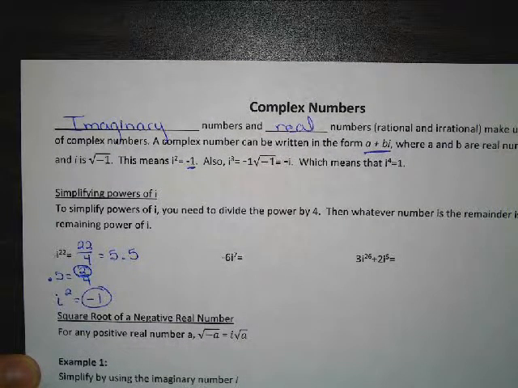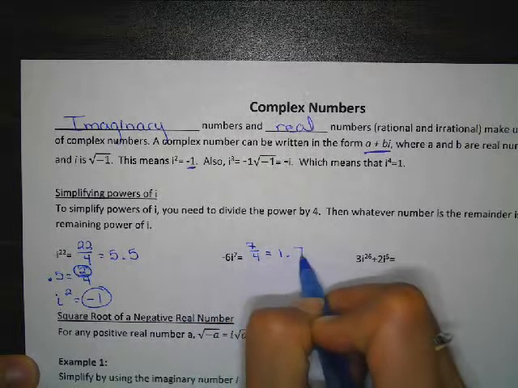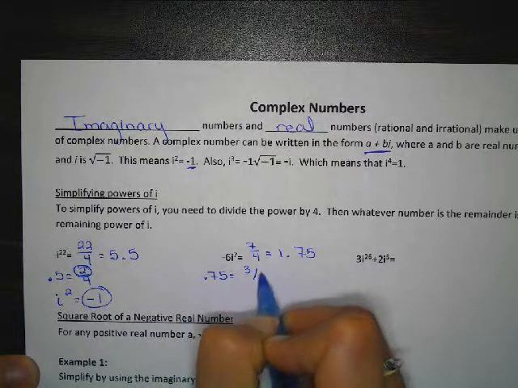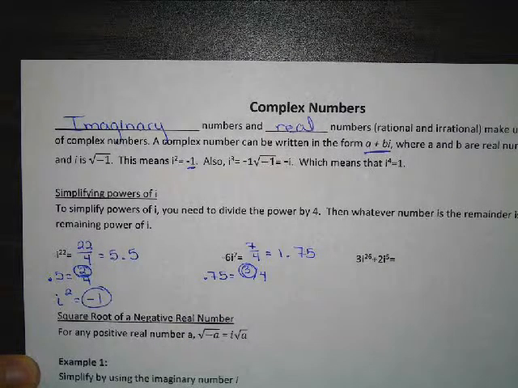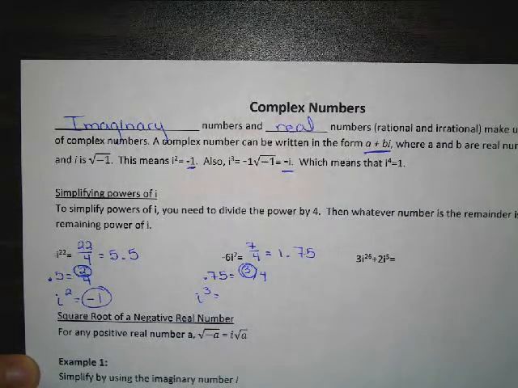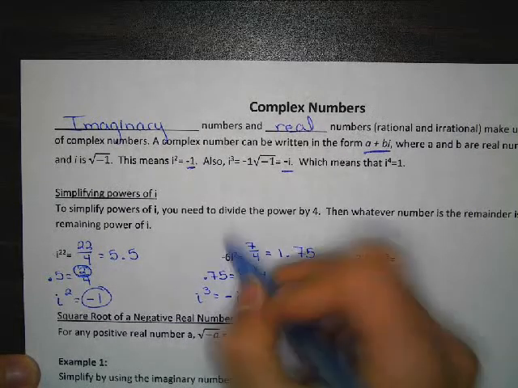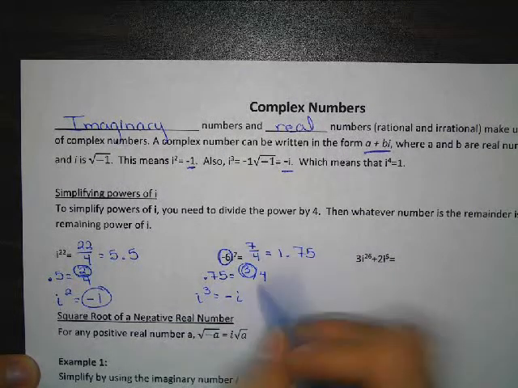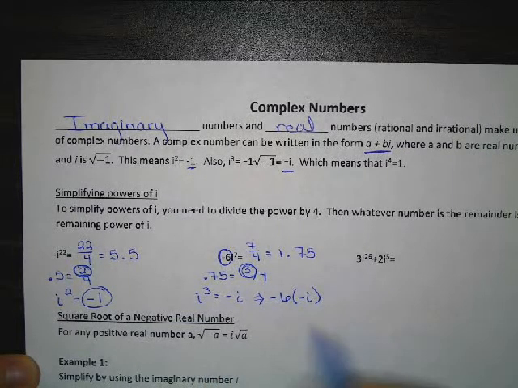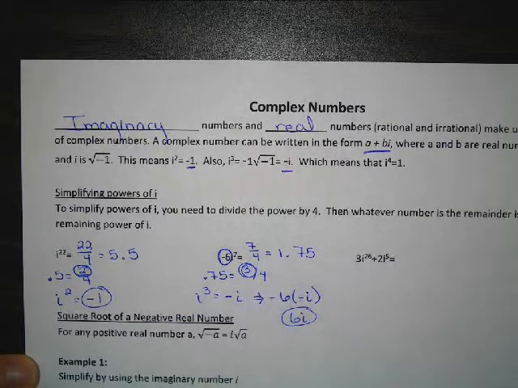Next one, we have -6i to the 7th power. So again, we take 7 divided by 4, which is 1.75. 0.75 is 3/4. 3 is our remainder here. So we have i cubed, which is -i. But don't forget, we still have this 6 out here. So we have -6 times -i. Well, a negative and a negative make a positive, so your answer is 6i.